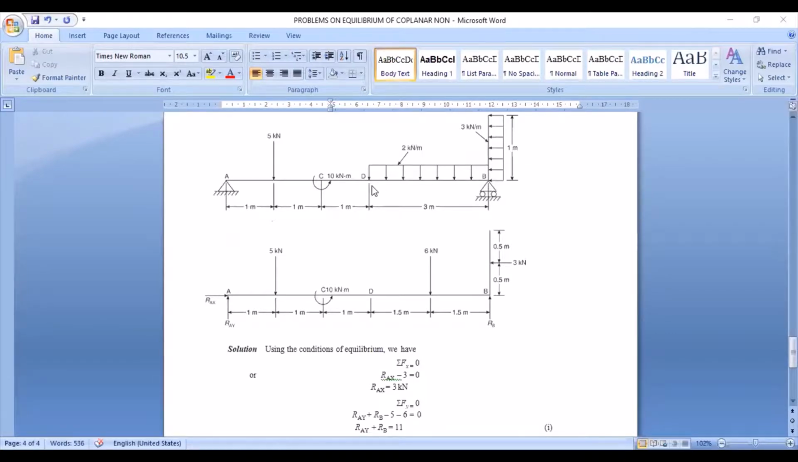Now next you have a UDL from D to B, intensity 2 kilonewton per meter, spanning over 3 meters. So area of rectangle 2 into 3, that is 6, which is going to act exactly at the center, that is 1.5 meter on either side. Since the span is 3 meter, it will be 1.5 meter on either side.